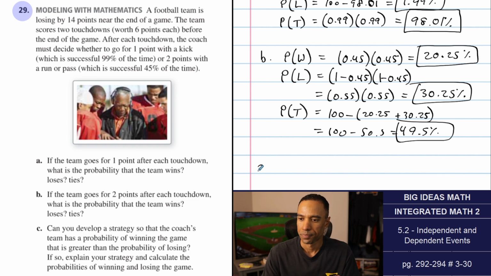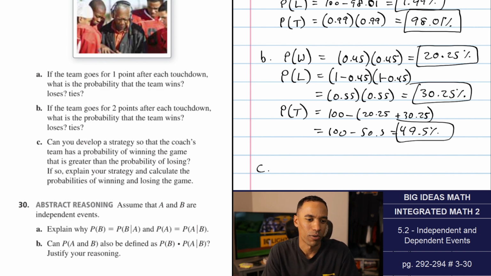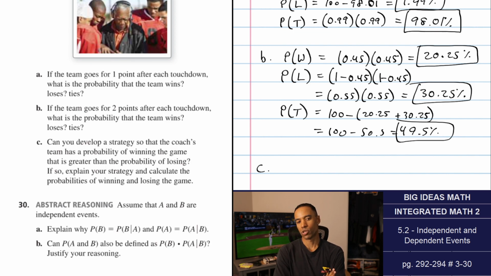All right, part C. Can you develop a strategy? Ooh, I like this. So the coach's team has a probability of winning the game that is greater than the probability of losing. If so, explain your strategy and calculate the probabilities of winning and losing the game. I'm guessing it's the one where you try and kick a field goal and then do the 2-point conversion. Something like that.